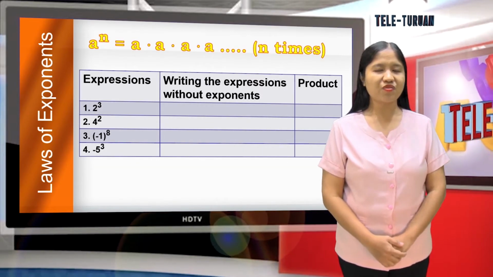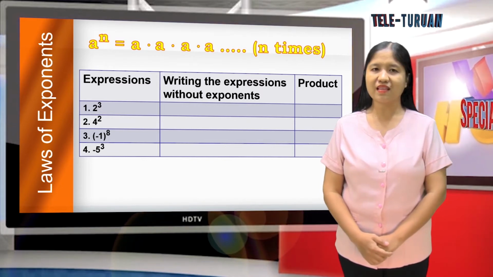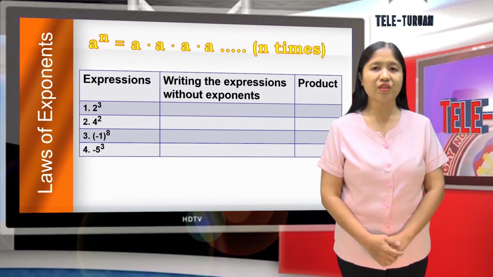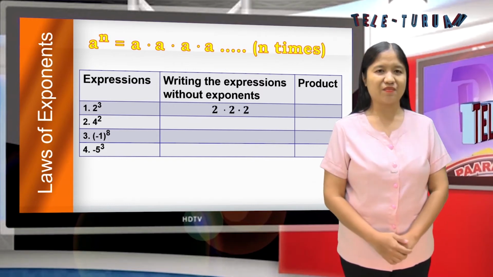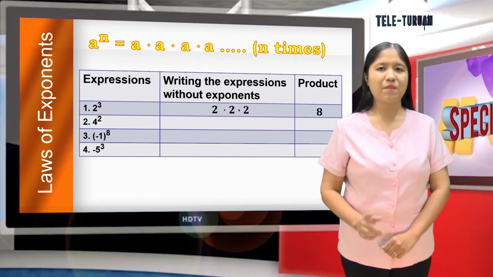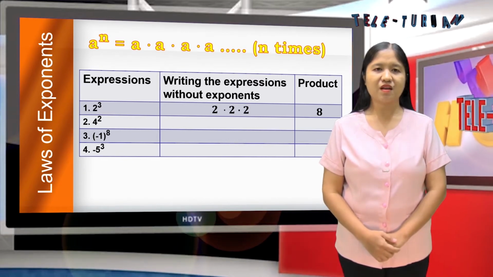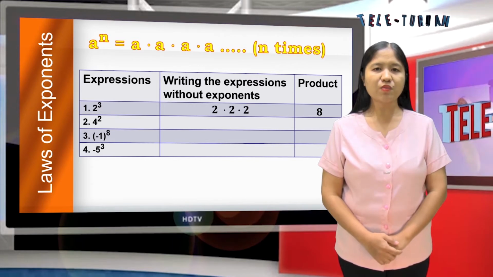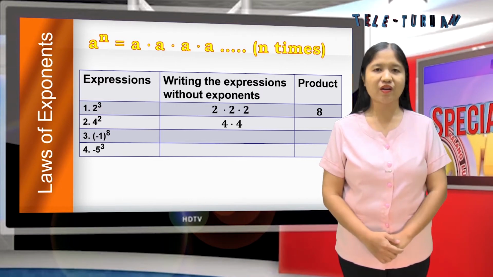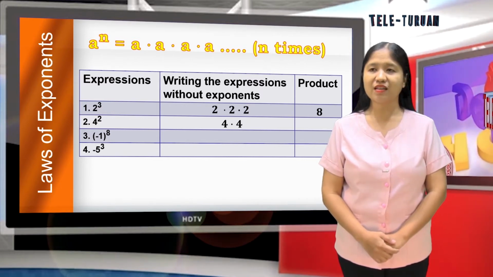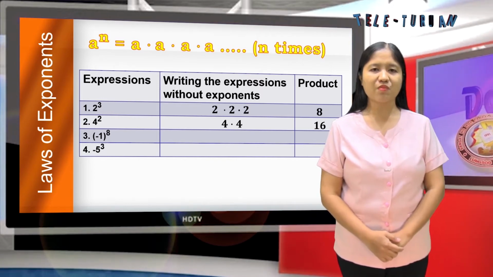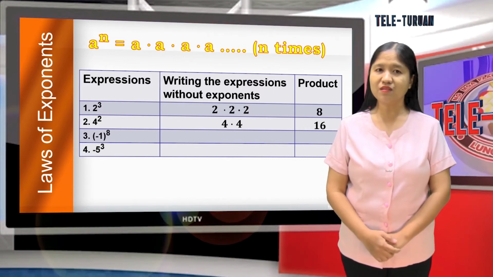To derive the first law of exponents, let us complete the given table. For number 1, how can we write 2 cubed without exponent? That is correct. It is 2 times 2 times 2. And the product? Very good. It is equal to 8. How about for number 2? What will be our answer for the second column? Very good. It is 4 times 4. And for the third column? That is correct. It is 16. How about for number 3 and 4? Can you complete the table?